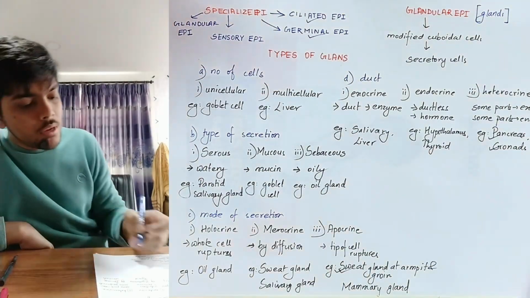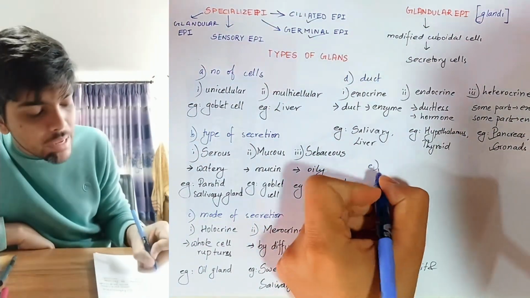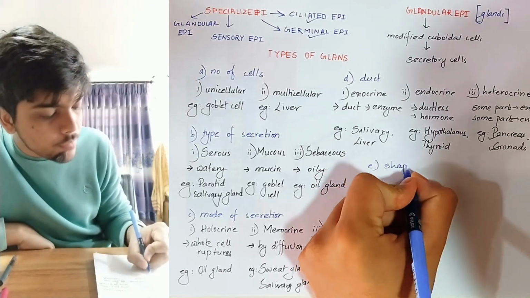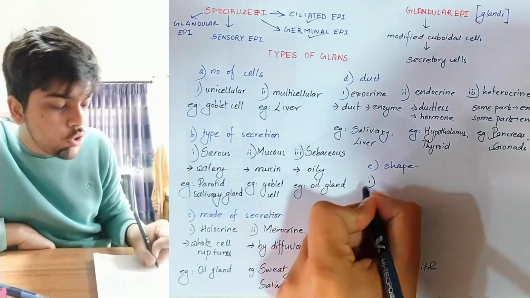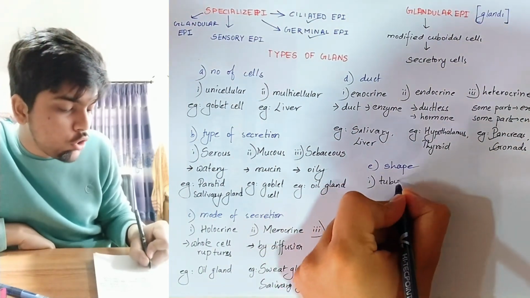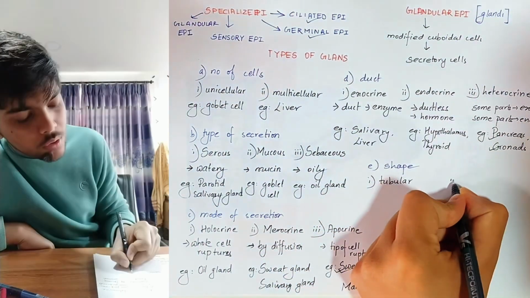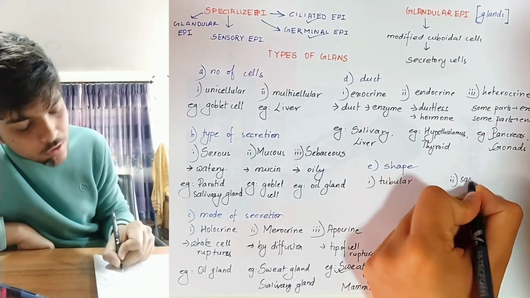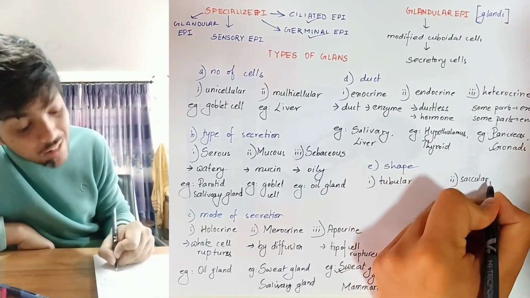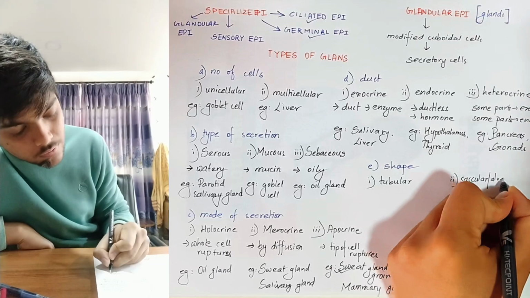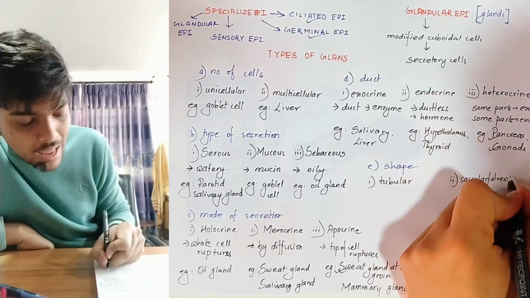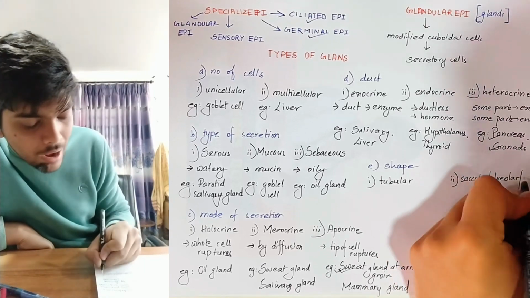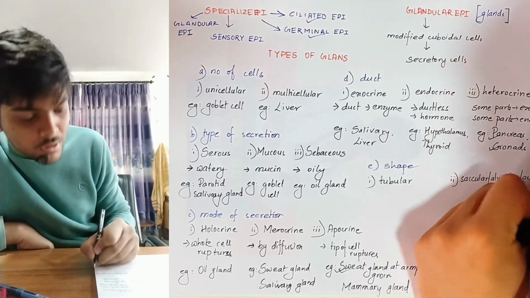Then there are glands on the basis of shape. The gland can either be tube-like in shape, called tubular gland, or sac-like in shape, called saccular gland, or alveoli-like in shape, which also consists of its own sac, right? Alveolar sac. So alveolar gland or acinar gland.